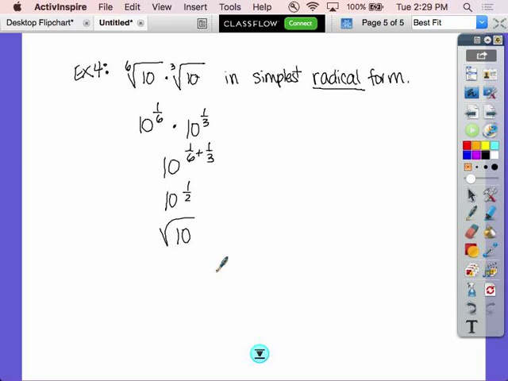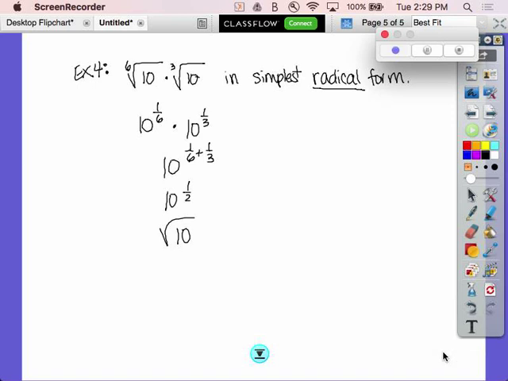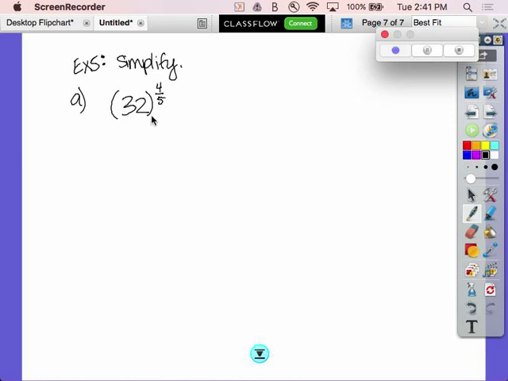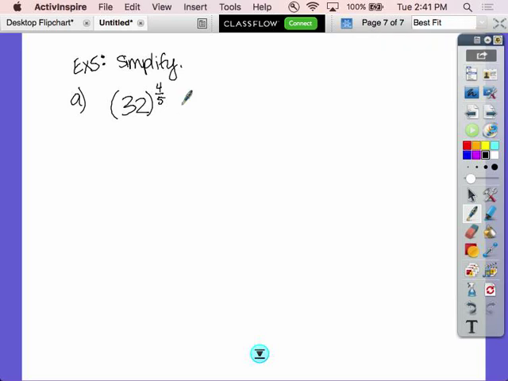All right, y'all ready to try one? No. Well, you're going to get two anyway. So I know that you can just type this one into your calculator and get the correct answer, but you're going to have to show me your steps so I know that you understand the reasoning behind it. So we're going to rewrite this as a radical. What's going to be the index?